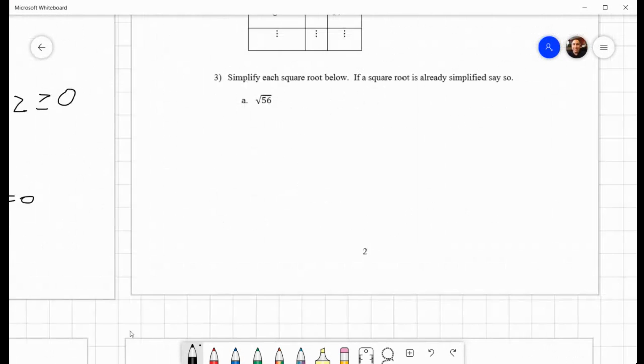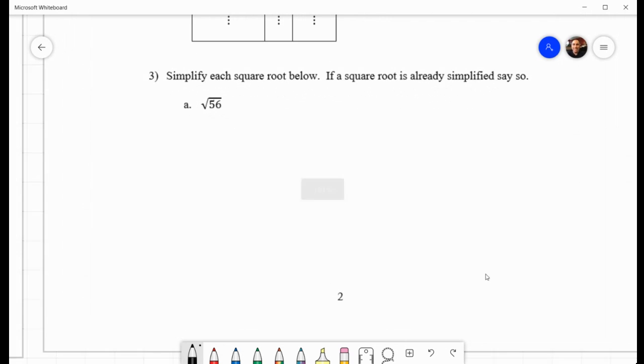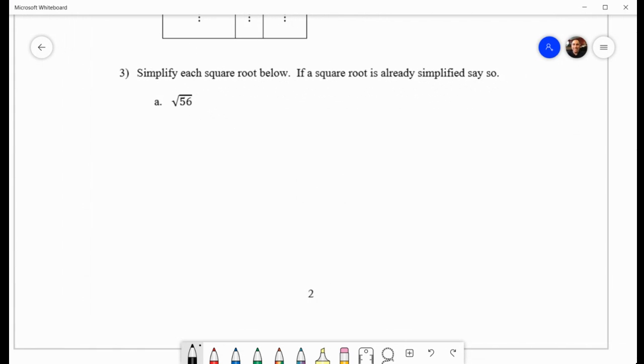Okay, let me move on to the next one then. Let me just zoom in a bit. All right, so for 56, it may not be obvious at first if it's simplified or not. So let's list some factors. Let me write it out. So here are the factors of 56. So what are they?